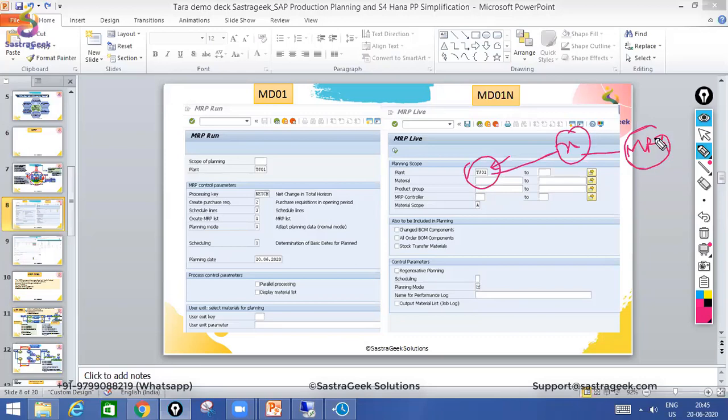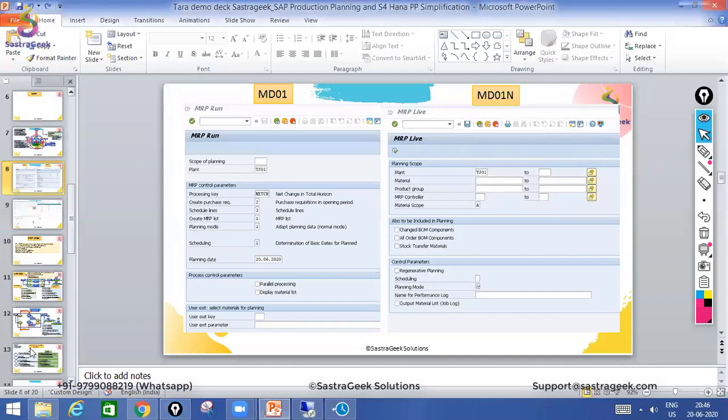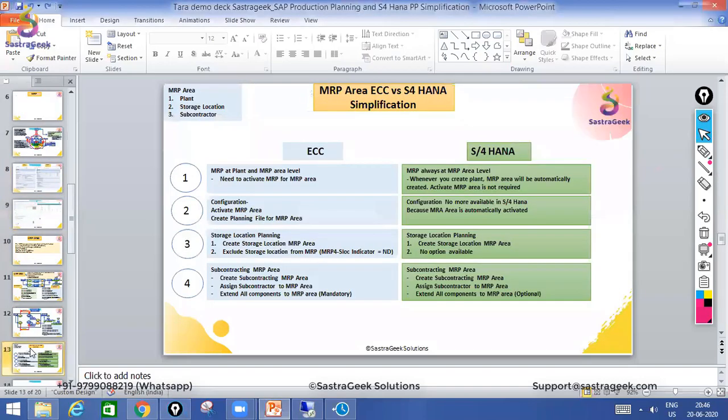Can you show where it is in MRP4? Yeah, we'll go to the screen and show. Before that, I just want to know if you are conceptually okay with the MRP area, then we'll go ahead and see it. And how does it behave in ECC? Is it the same in ECC as well? Yes, that's what we are going to look at now.